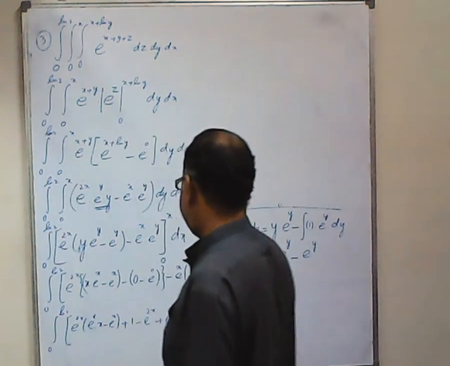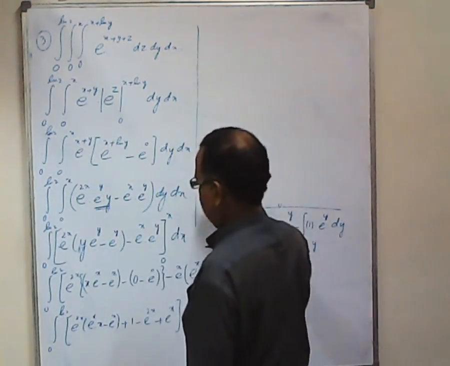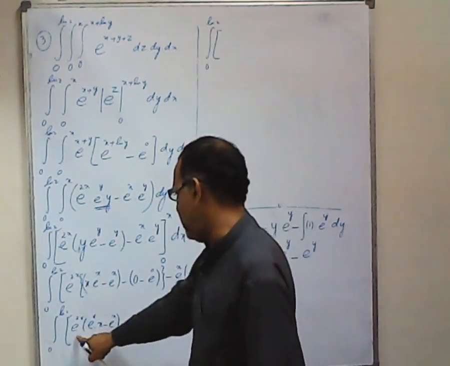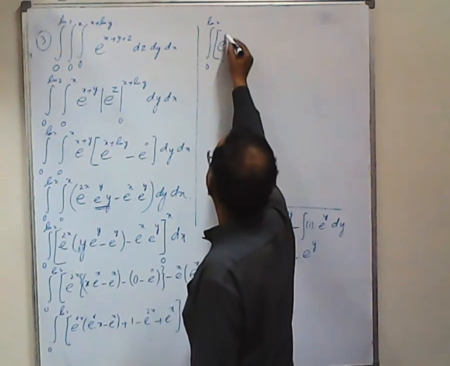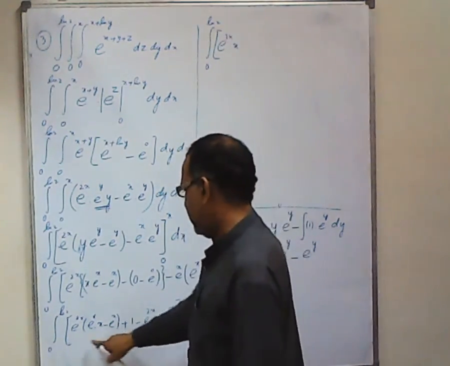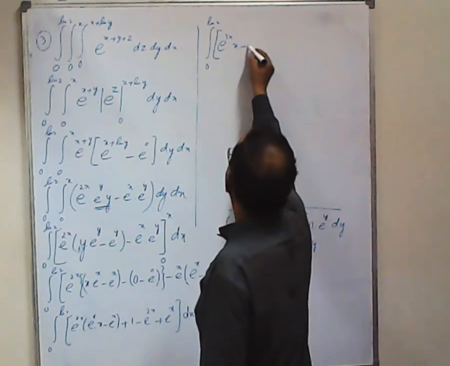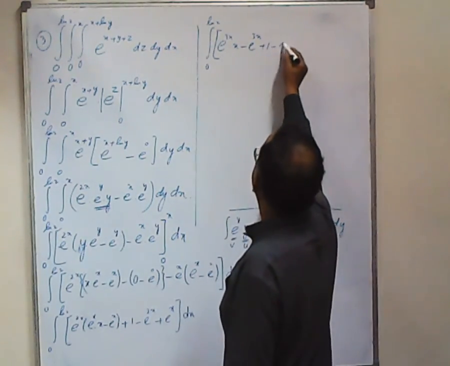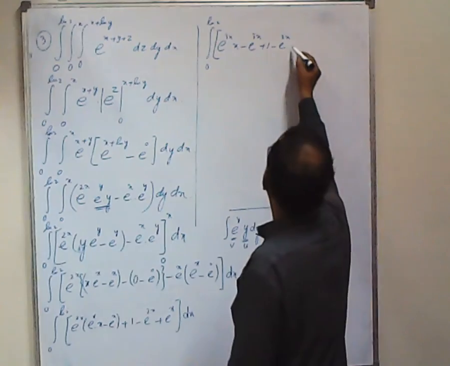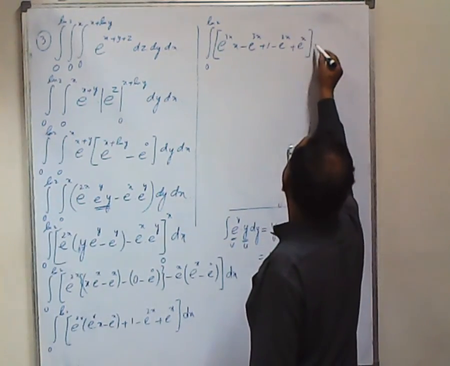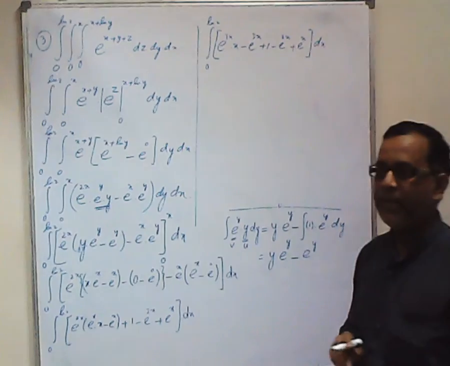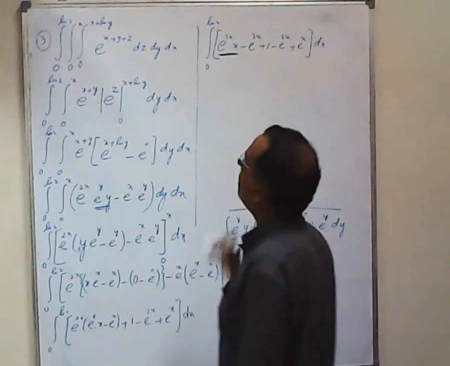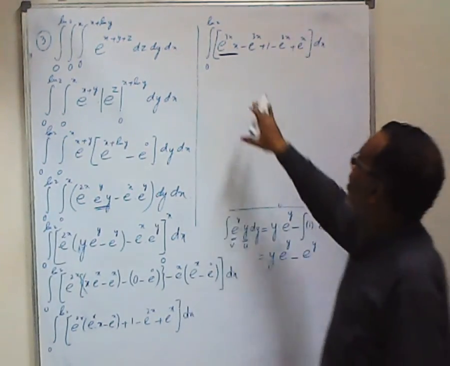So if I write it in simplified form, it means 0 to log 2, and then I have e power 2x into e power x, which is e power 3x into x, then minus e power 3x, and then plus 1 minus e power 2x and plus e power x. These are the terms dx. Now when we integrate, again what is required is that we need to apply the u into v formula on this term.